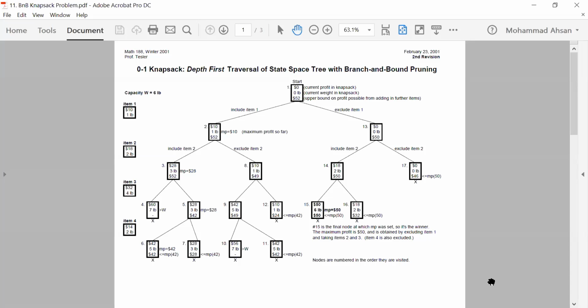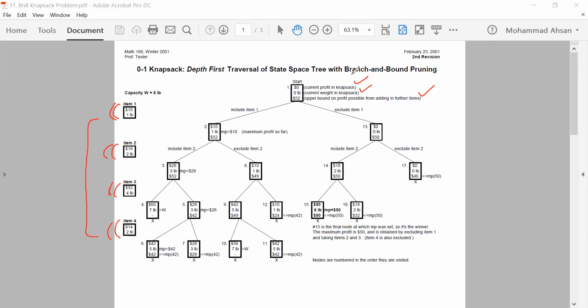What you have here is your item one. This is the list of your items and the weights. It's a 0 1 knapsack problem. So they are again putting current profit, current weight, and an upper bound on possible profit from adding further items.